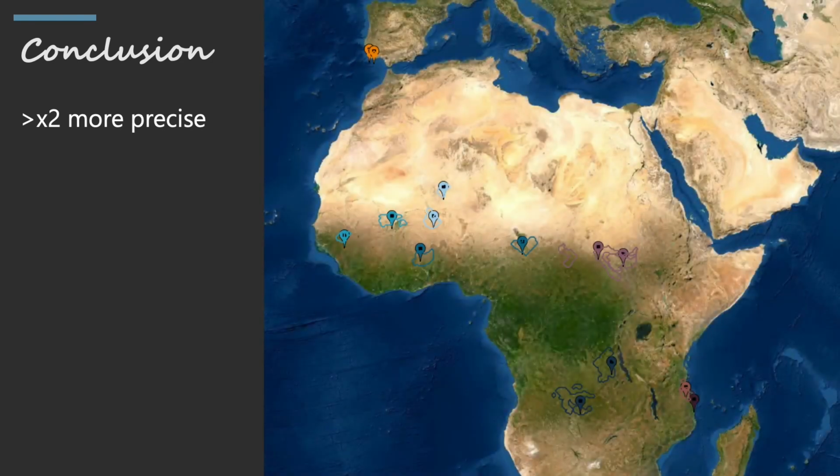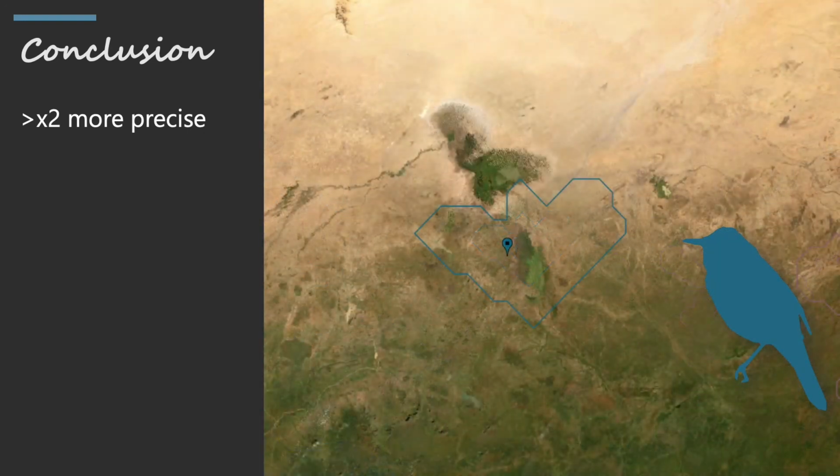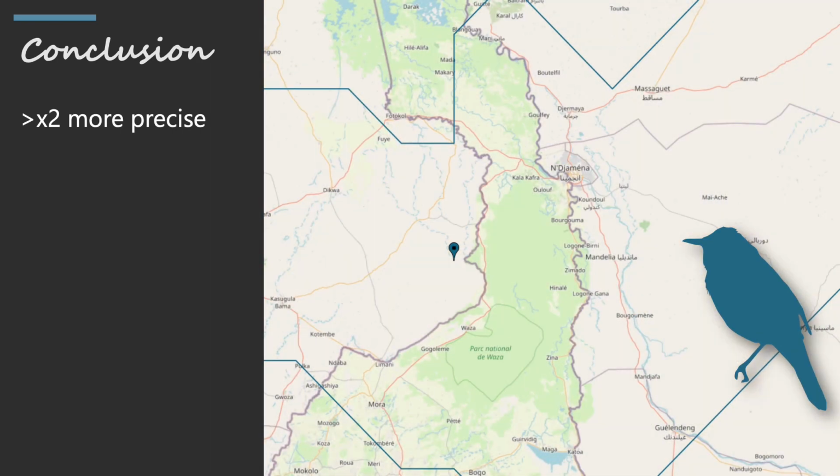In conclusion, the main output of this approach is to improve the precision of the bird's position of at least twice better than before. This level of precision at the regional scale opens several avenues of research. For instance, we can now know each bird's wintering site within 30 to 50 kilometers. In the case of this great reed warbler, we can identify it as being the Waza National Park. This can help identify sites to be protected or understand bird survival and breeding success in relation to their wintering site.